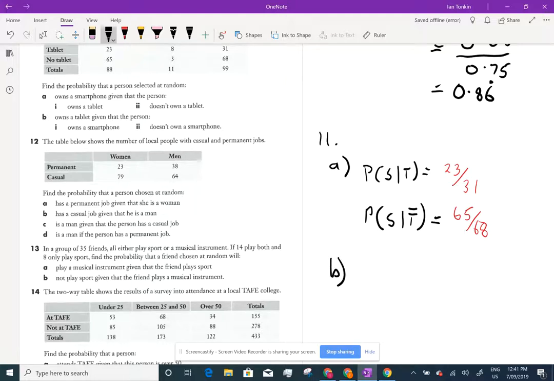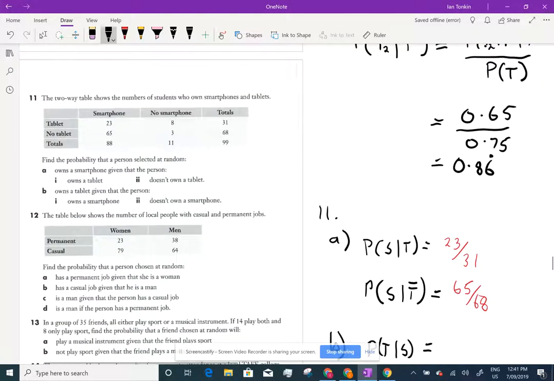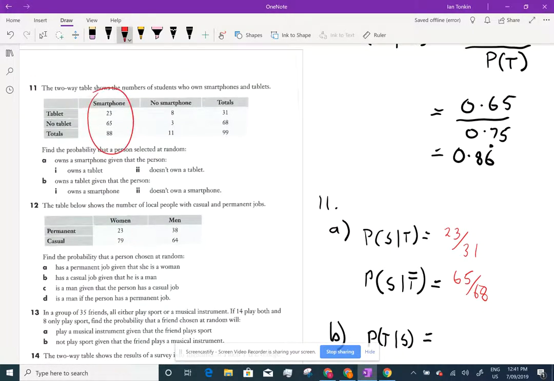B. Owns a tablet, given that they own a smartphone. Well, this time we're using that one. So it's owns a tablet, well, there are 23 of those, and the total is 88.